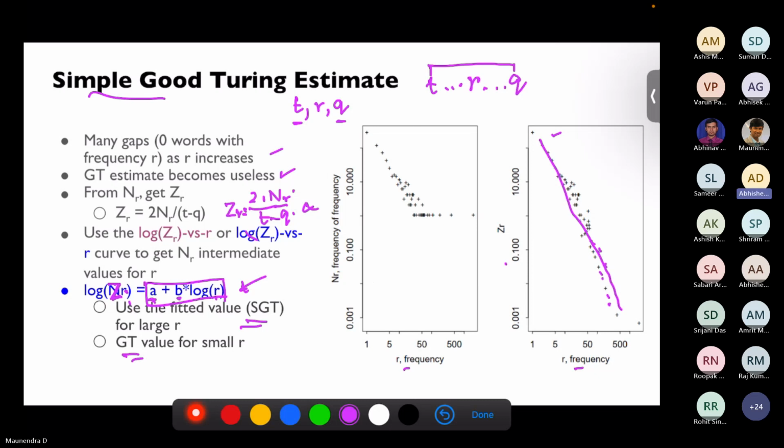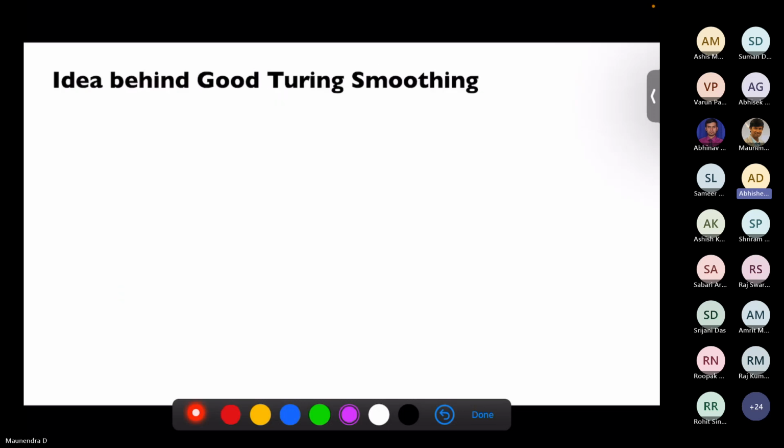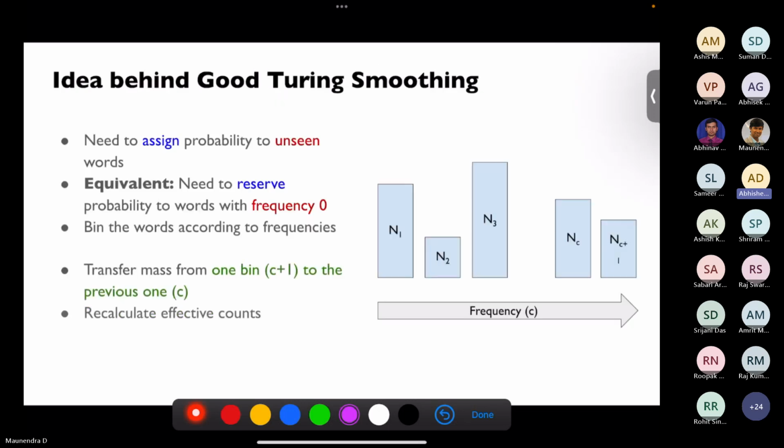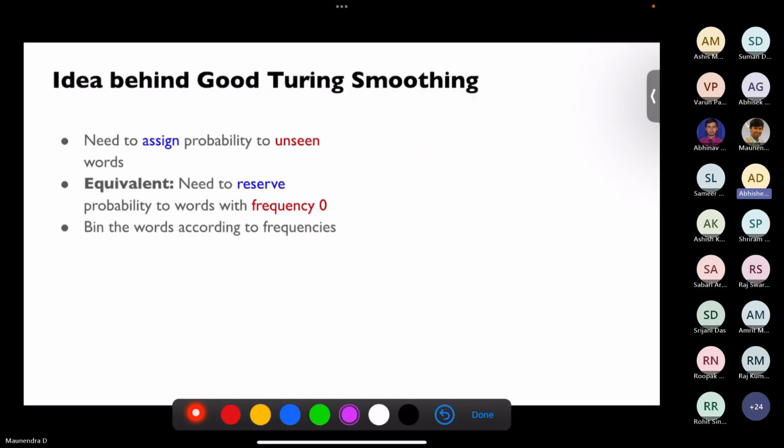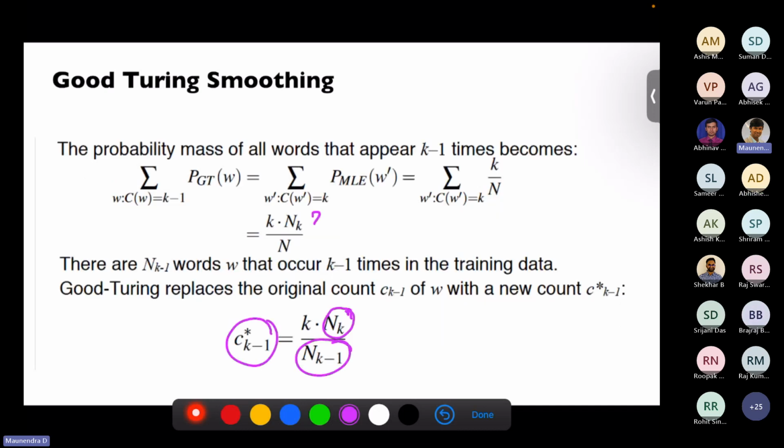Okay. One more question: for every bin, once we redistribute from the next bin, like we transfer the mass from the previous to this one, will that not have any effect on the distribution of the probability? Because now we are bringing the next one to the previous one. That will not be the case because of this.